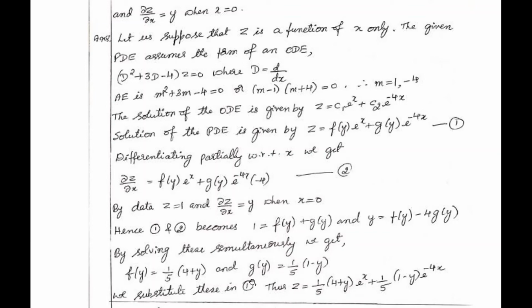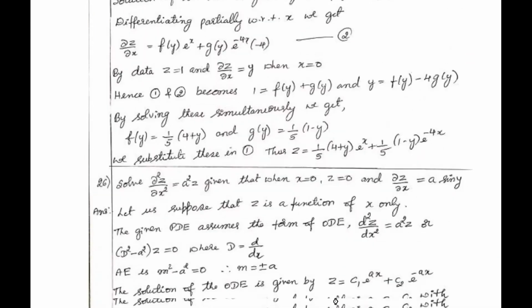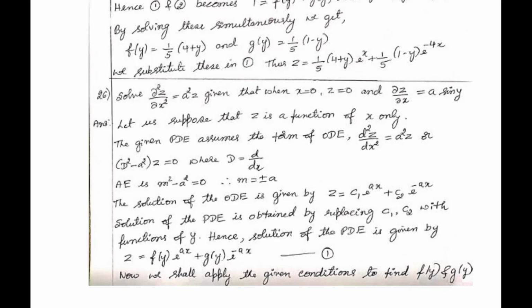Let's substitute the value of f of y and g of y in z, that is 1. From 1 we will get z is equal to f of y, which is 1 by 5 into 4 plus y, into e power x, plus g of y, which is 1 by 5 into 1 minus y, into e power minus 4x. So this is the solution of the partial differential equation. Let's discuss the next question.